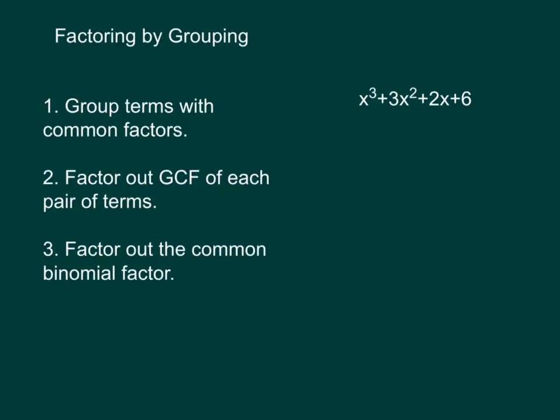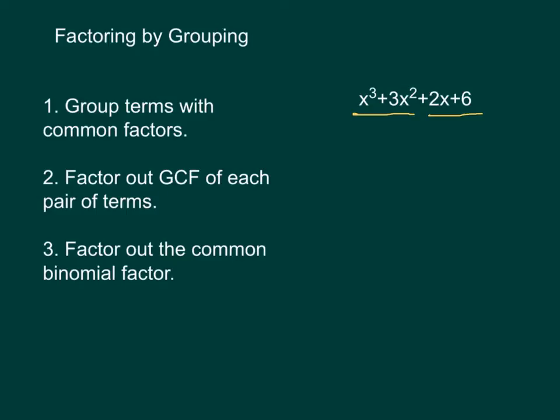Here we have a polynomial with 4 terms. And one thing that we're going to try to do anytime we have 4 terms is what we call the grouping method. If I look at these first 2 terms, x cubed and 3x squared, I notice that they have a common factor of x squared. If I look at the next two, the 2x and the plus 6, they have a common factor of 2.